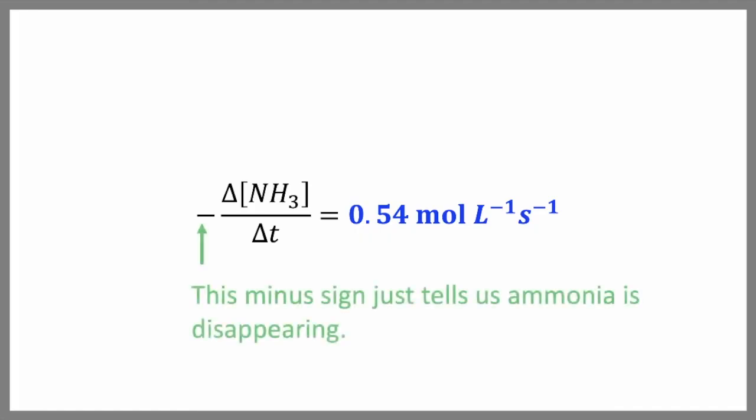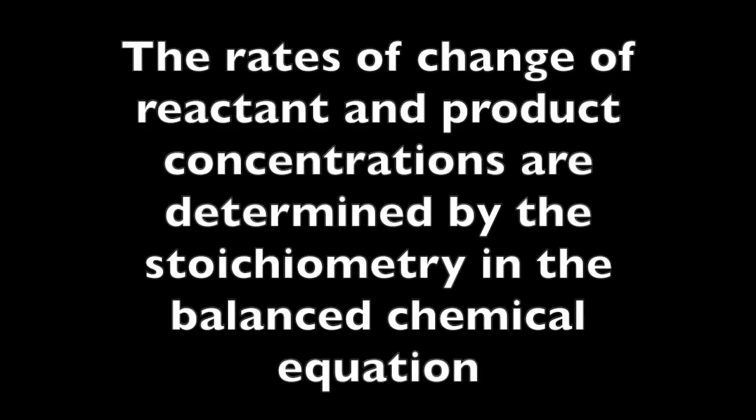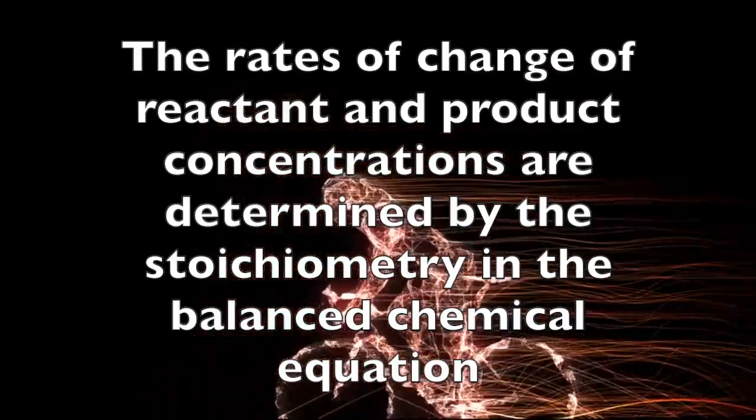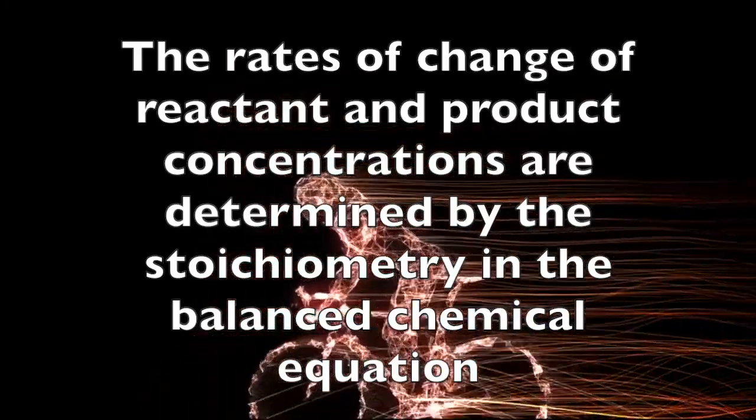Remember, this minus sign just tells us that ammonia is disappearing, but we know that our rate is positive because rates are positive. In summary, the rate of change of reactant and product concentrations are determined by the stoichiometry in the balanced chemical equation.